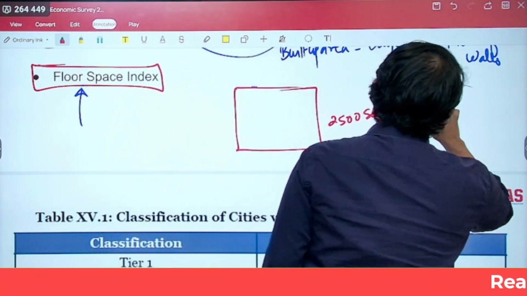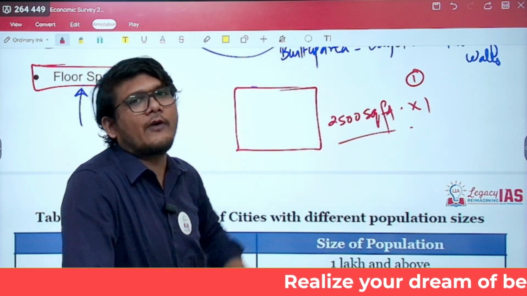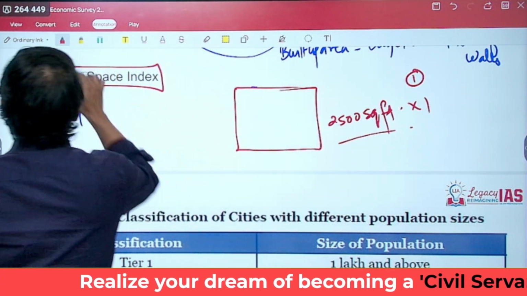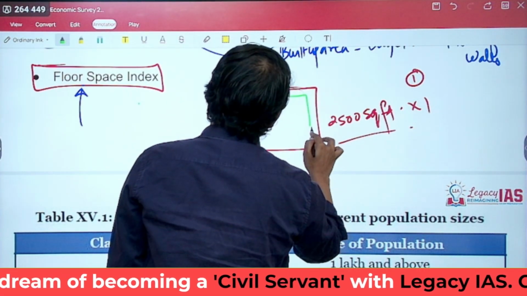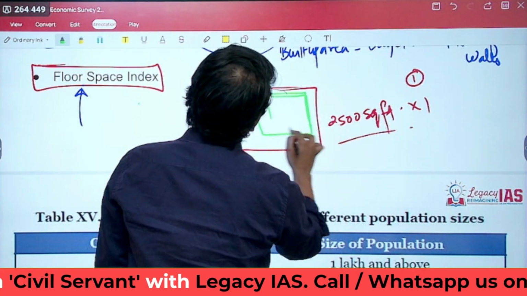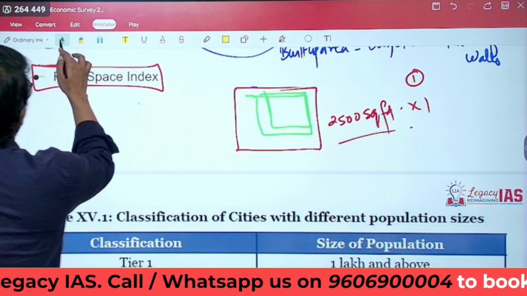That means it gets multiplied by this. So you can have a construction of maximum 2500 square feet only. Of course, you will not build it completely over here, but you will be building by leaving some space over here, and on top of it you will build some more, so that the total is 2500 square feet.